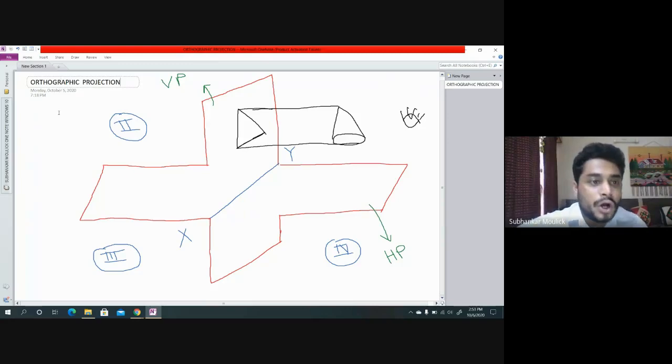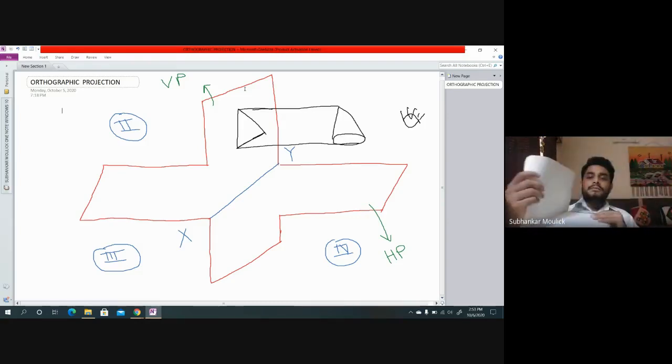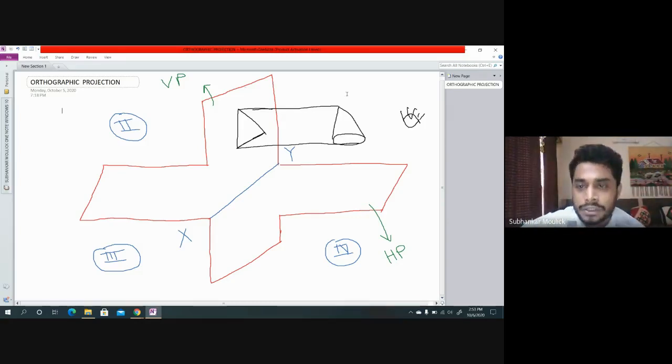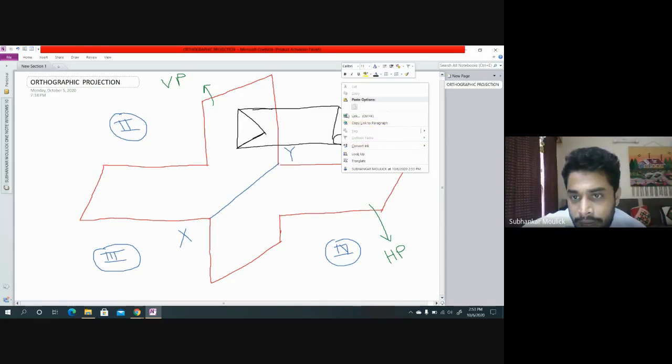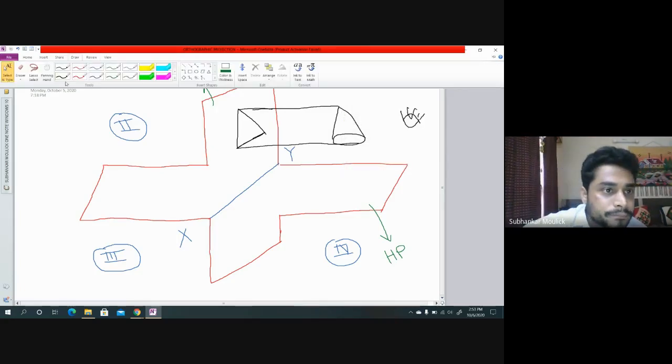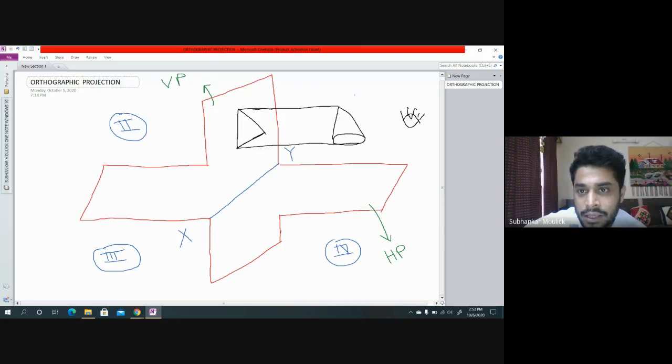Fine. So if you see, this vertical plane is your VP. If I talk about this particular end, you see there are a total of 4 quadrants. This is the first quadrant, this is the second quadrant, this is the third quadrant, this is the fourth quadrant, like coordinate geometry.